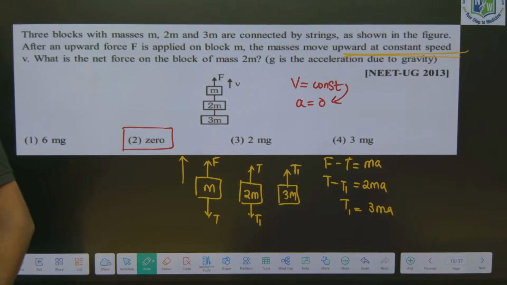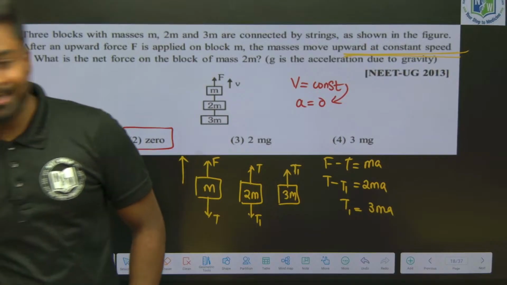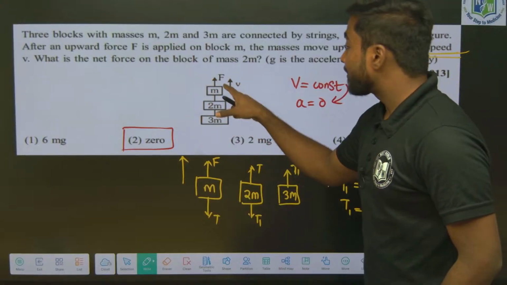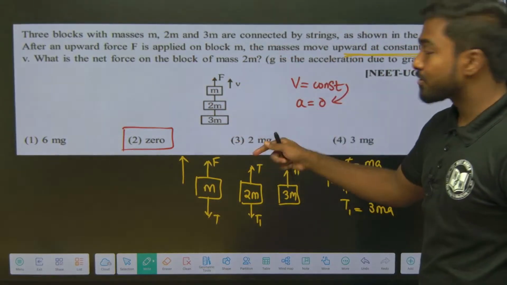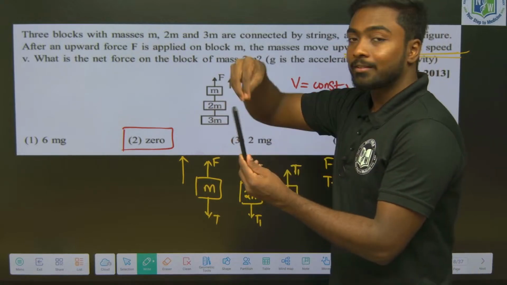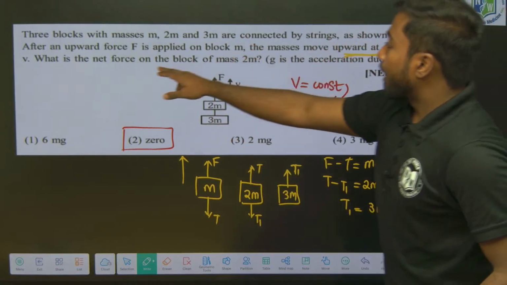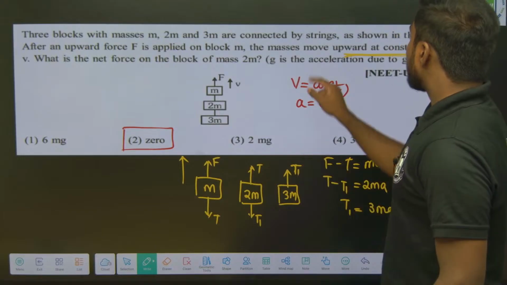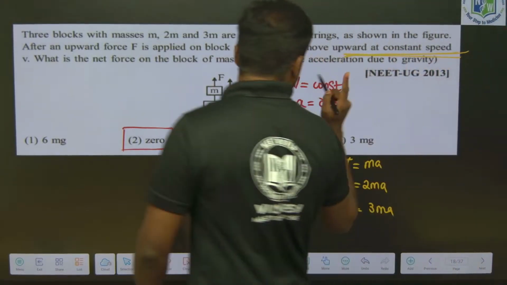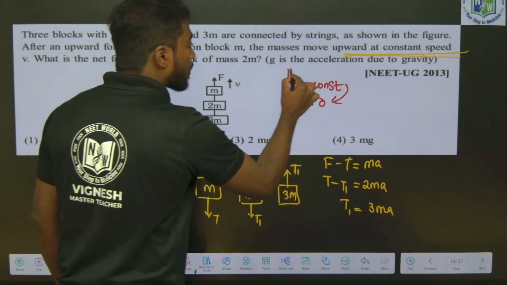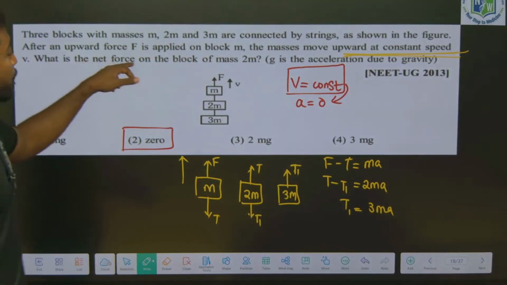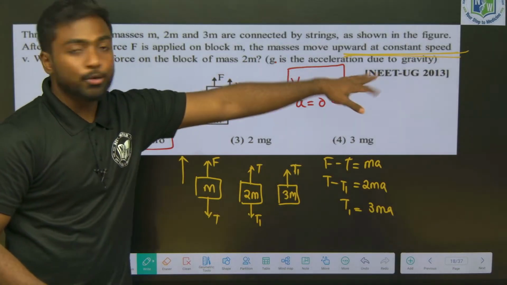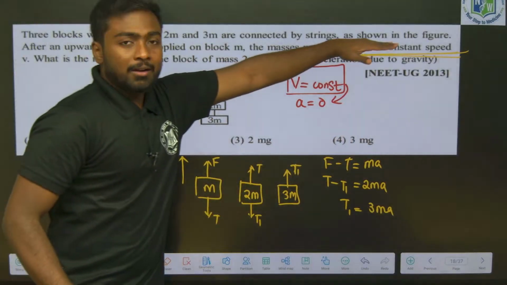I'll repeat it. See here, the given question has 3 blocks, one m, 2m, 3m, connected by strings like this. Now, an upward force F is applied on mass m, and it's moving upward with a constant velocity. This is the important point you need to note down. What is the net force on the block of mass 2m? G is the acceleration due to gravity, so no need to consider it as of now.